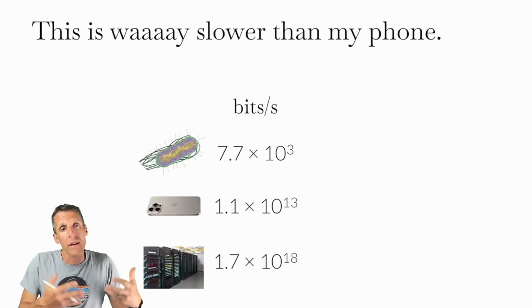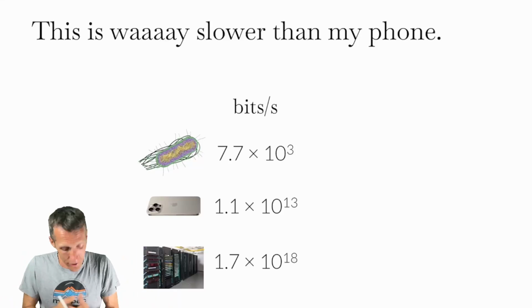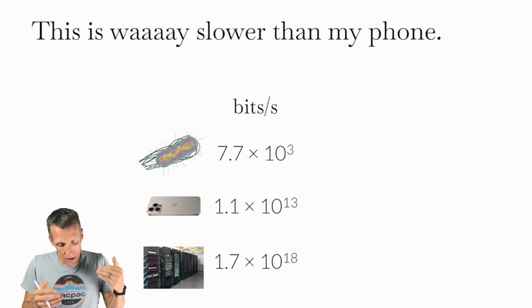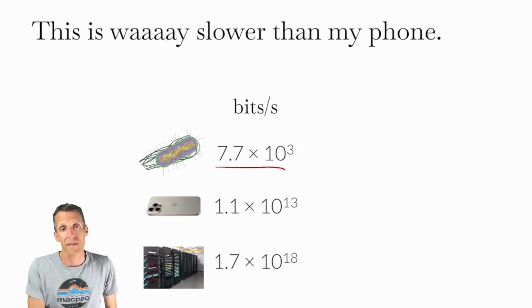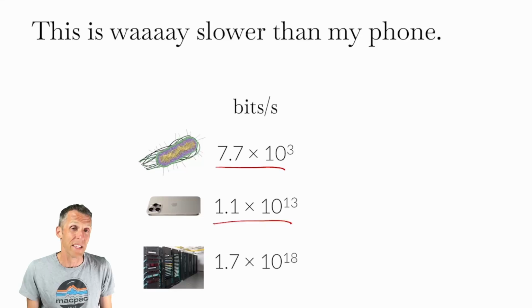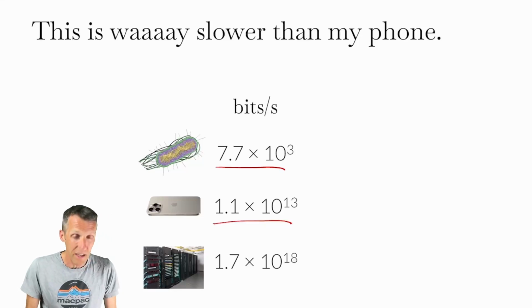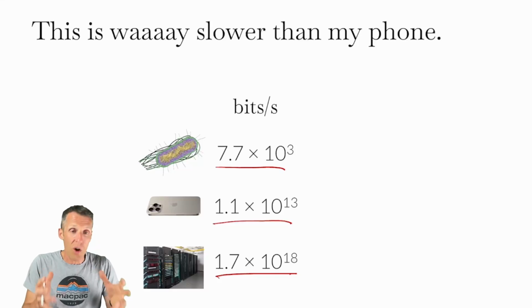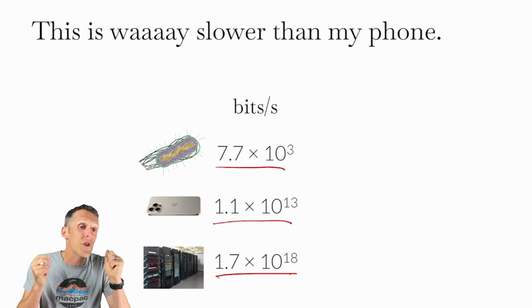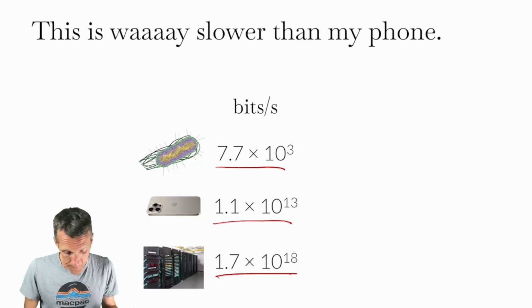And it turns out E. coli suck by this metric. So what I'm showing here is the number of bits per second that can be processed by this bacterium, 7.7 times 10 to the third. My cell phone operates at 1.1 times 10 to the 13th bits per second, so 10 orders of magnitude faster. And a supercomputer might operate at 1.7 times 10 to the 18th bits per second, so 15 orders of magnitude faster. So a cell phone or a bacterium is ridiculously slow as a computer.